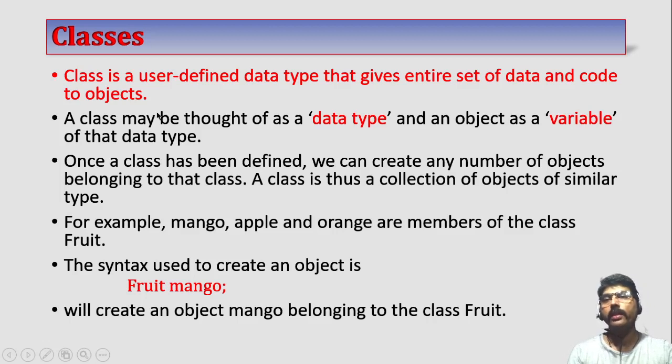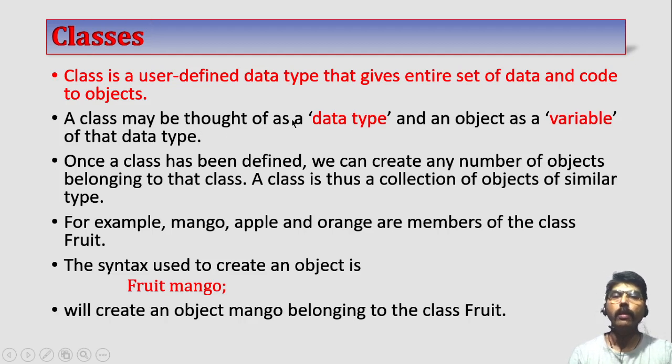The next one is called a class. Class is actually a user-defined data type that gives the entire set of data and code to the objects. Classes and objects are actually related. Class is actually a user-defined data type, whereas object is a runtime entity. We are creating objects by using classes.